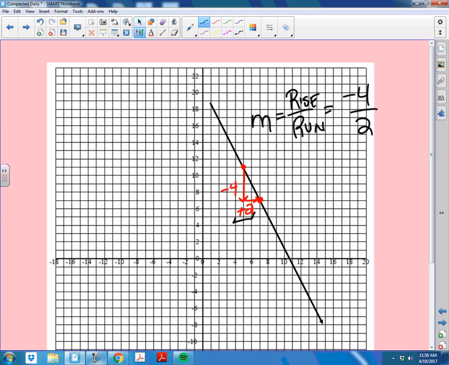Okay, go ahead. There's no such thing as a curved line.